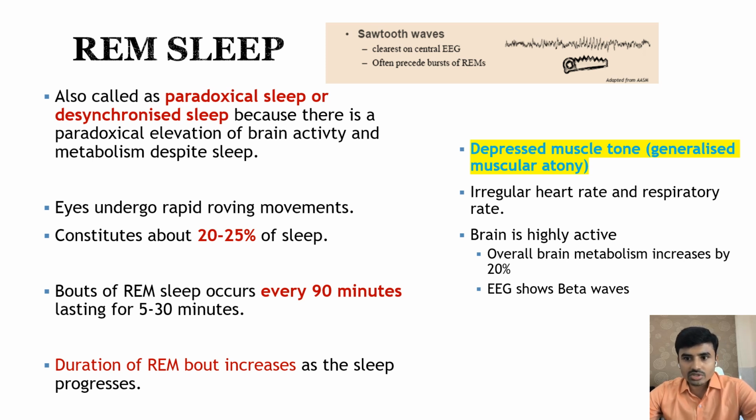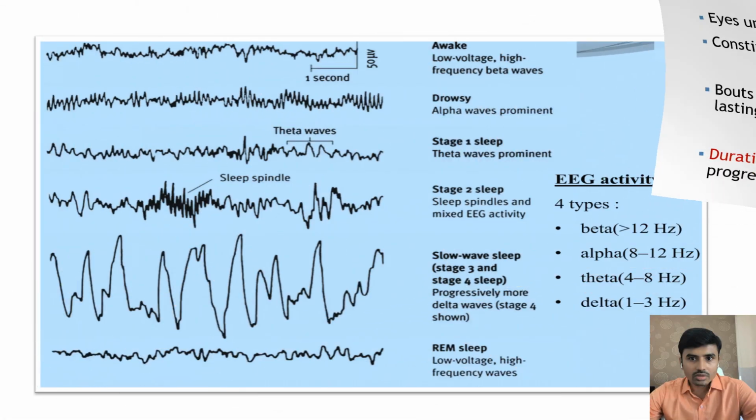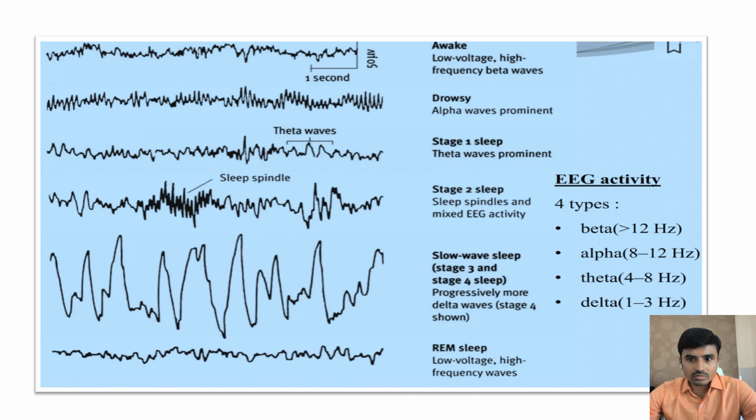There is depressed muscle tone, generalized muscular atony, and irregular heart rate and respiratory rate. Brain is highly active in this phase, but the body's muscle tone is depressed. Overall brain metabolism increases by 20%, and in EEG, REM sleep shows beta waves. So these are the four: beta, alpha, theta, and delta waves.